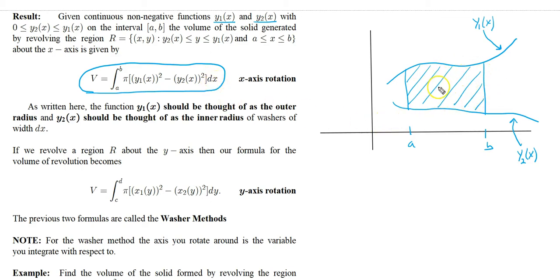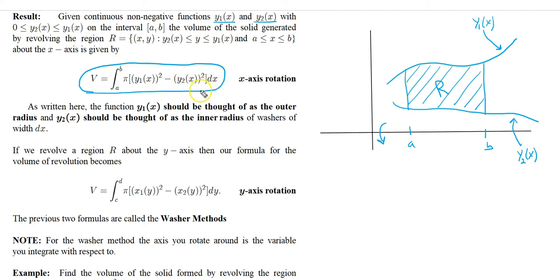So if you take this region R right here between the two curves y1 and y2 for x between a and b, and you revolve it around the x-axis to sweep out a solid, the volume of that solid is given by this result right here.